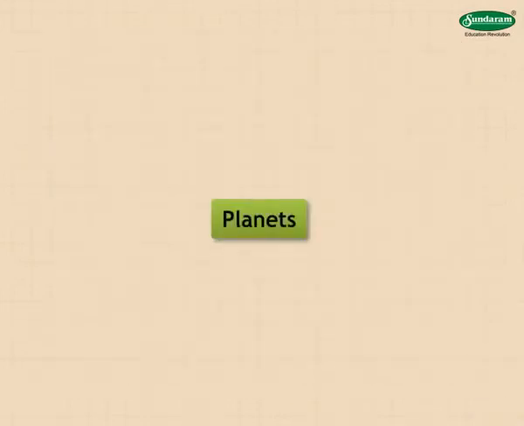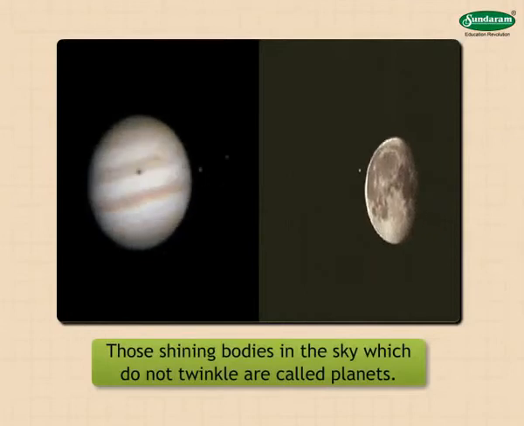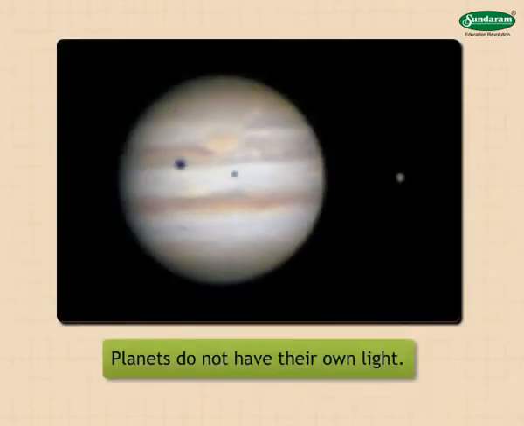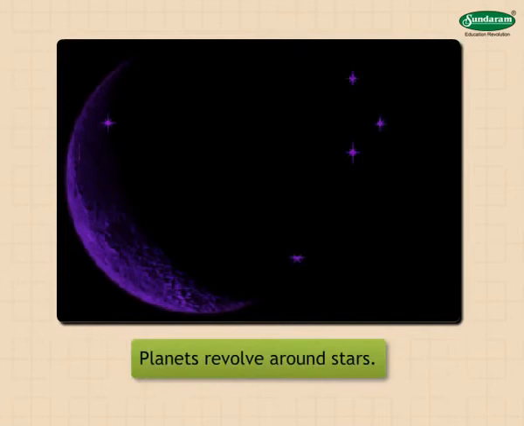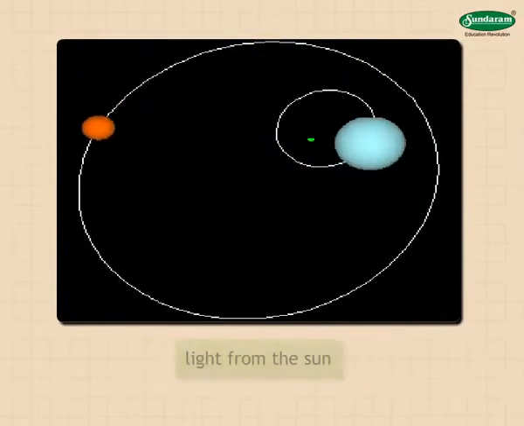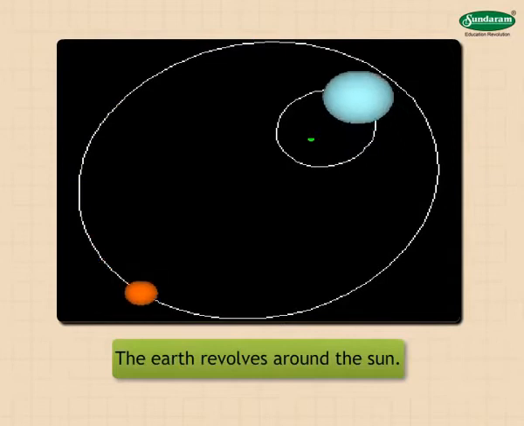Planets. Those shining bodies in the sky which do not twinkle are called planets. Planets do not have their own light. They get light from the stars. Planets revolve around stars. Our Earth is also a planet. It gets light from the sun. The Earth revolves around the sun.